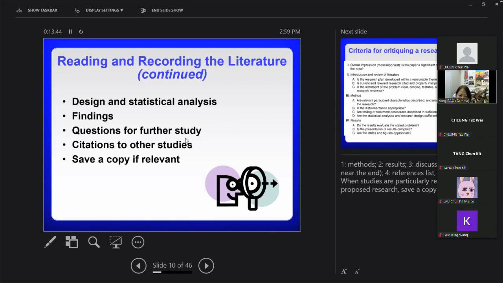Another important piece of information in research is their findings and their conclusion. Through that study, what they found, and based on the results, what conclusion they formed. That's also important information. If it's really most relevant to your study, you may save an e-copy, and sometimes you may take a look at their reference lists for further studies.